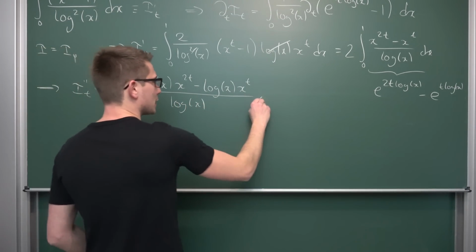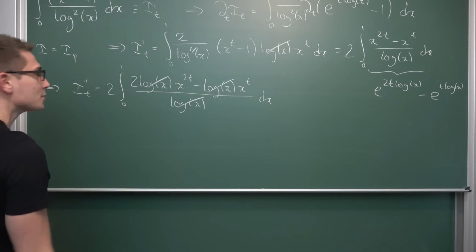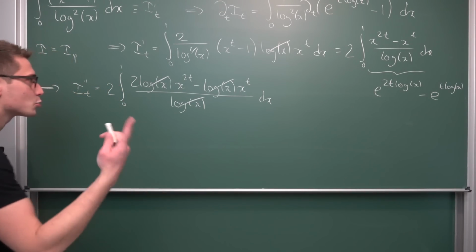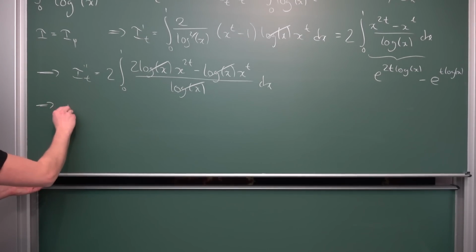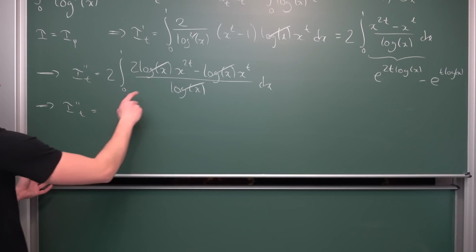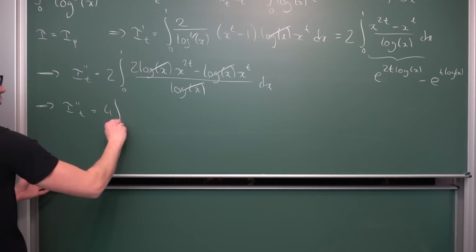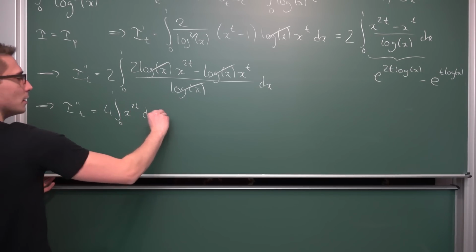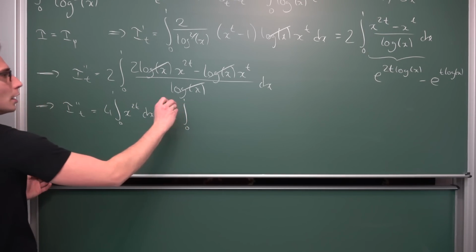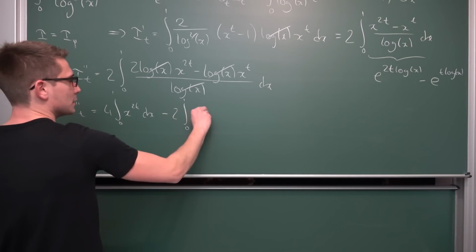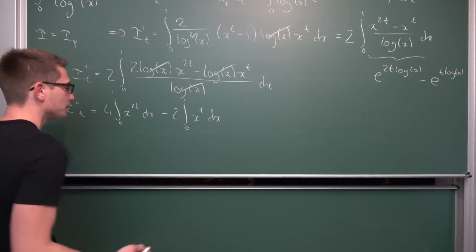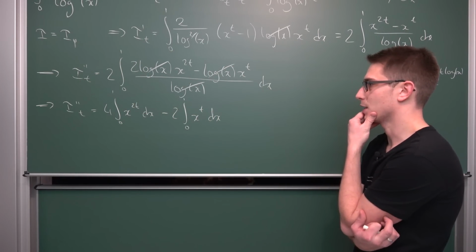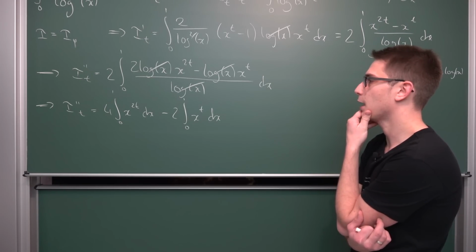Ultimately we got rid of the log of x now, which is good, leaving us with a pretty tame integral at least. This is way better than what we had before. So I double prime t is going to be, let's split this up: 4 times the integral from 0 to 1 of x to the 2t power dx, minus 2 times the integral from 0 to 1 of x to the t power dx. And this is what we need to integrate now with respect to x. This doesn't even look half bad at this point.